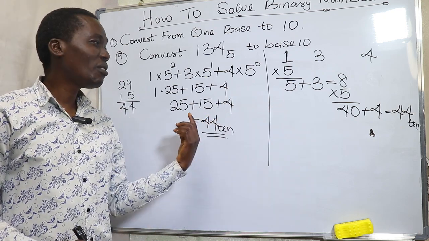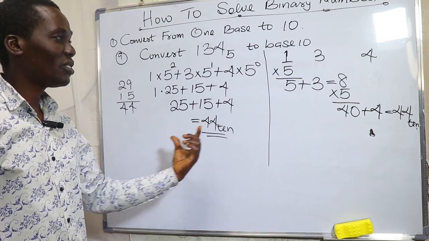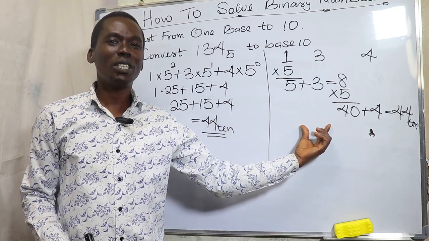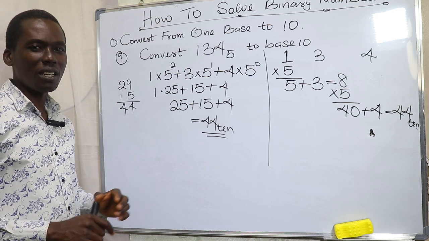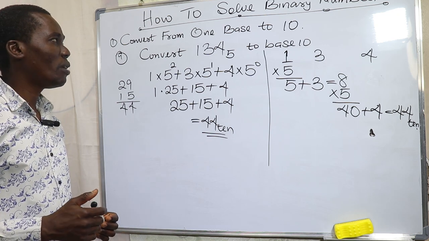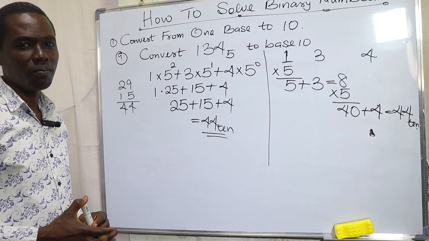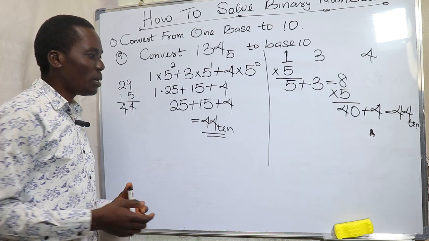So whichever method you feel is okay for you. This is the power expansion method and this is the successive multiplication method. Whichever method you feel is fine by you and faster by you, you can use in converting numbers from one base to base 10. Now let's finally look at how we can convert from base 10 to other bases.